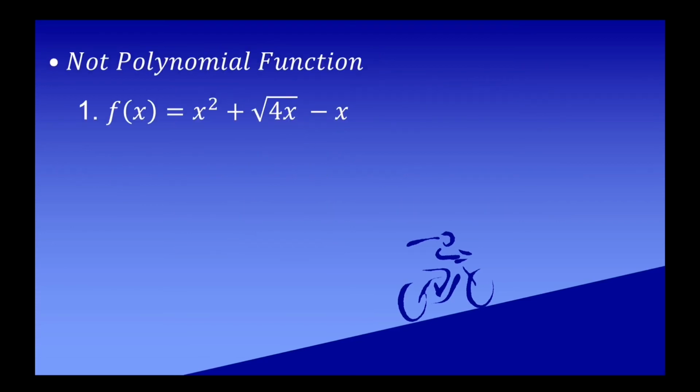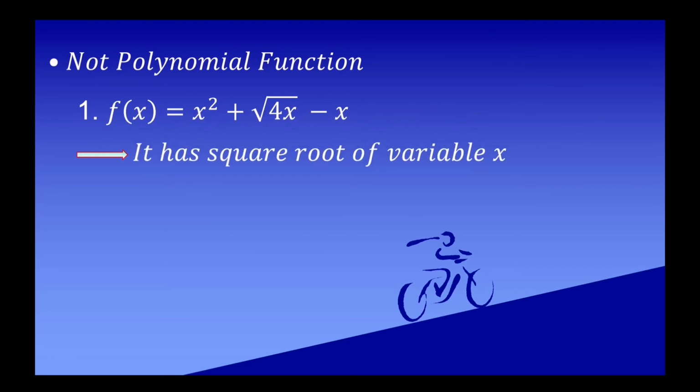How do you know if it's not a polynomial function? So let's find out. Number 1, f of x is equal to x squared plus square root of 4x minus x. By inspecting its terms, it is not a polynomial function since it has a square root of the variable x.